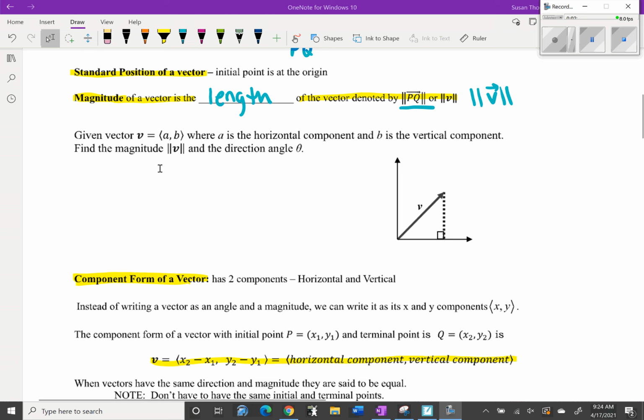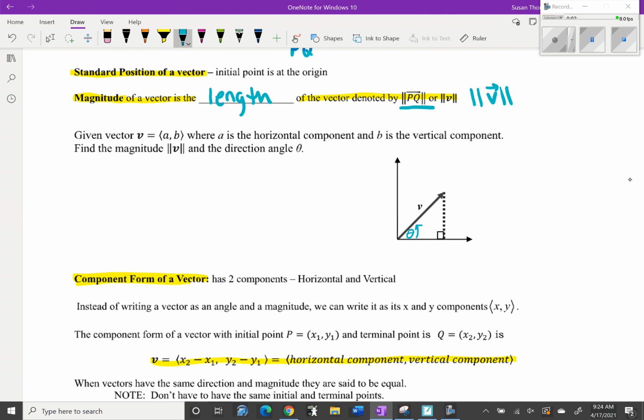So given vector v equals, and notice we have these two arrows that denote that it's a vector with the component form, a comma b. So a is the horizontal component and b is the vertical component. We want to find the magnitude of vector v and the direction angle theta. So this is theta right here. That's going to give us our direction.